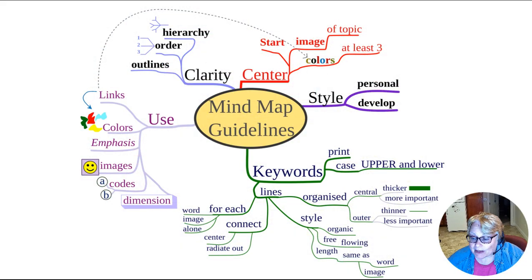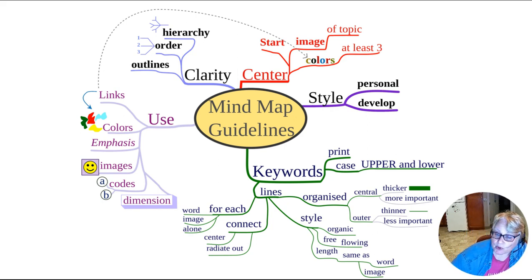Here are some mind map guidelines. I'm going to start in the center at 1 o'clock, like I'm reading around a clock. Mind maps start in the center. You can put an image in them, you can use color in them, you can use different topics in them. But if you're going to use colors, you should use at least 3. Mind map styles are personal, and you'll find your style will develop over time as you use them.